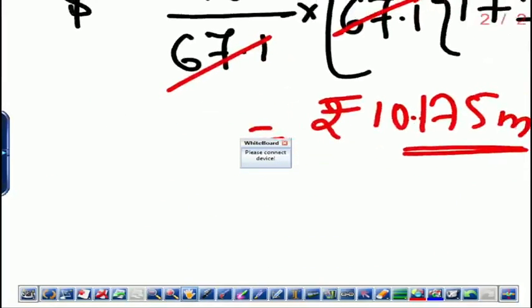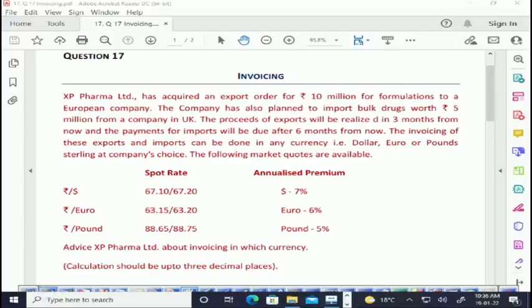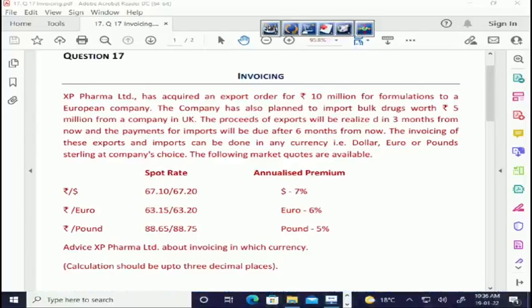So you can see that ultimately, if we apply common sense, the exchange rate is of no use. We just have to choose the currency with the highest premium, which is 7%. But still, it's a written exam, so we should show all the parts. Otherwise, I know the answer. For invoicing of exports, we should choose dollar, which has the highest premium. Let me do the other ones.